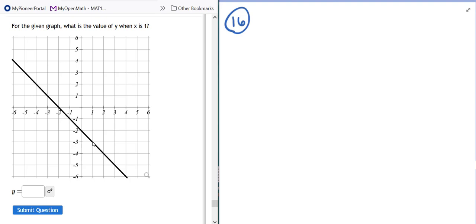So find the point they tell you. They tell you x is 1, so find 1 on the x, and then go to the picture. And so we're looking for y, so we went here, and it is -3.